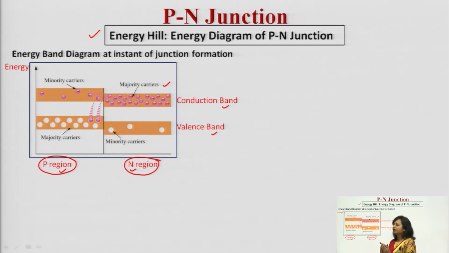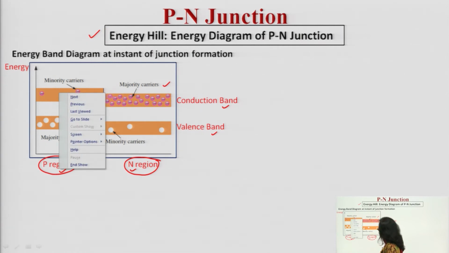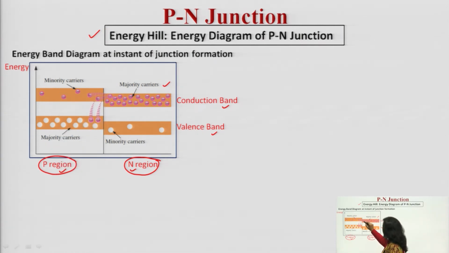Now, what is happening when you have joined them? You know that because of the difference in concentration gradient, the diffusion process will take place. Why the difference in concentration gradient? Because here electrons are in the majority and here the holes are in the majority. So when these two have been joined, what will happen? You can see there is some portion which is overlapping between these two bands, in the case of the conduction band and in the case of the valence band. So, what will happen?